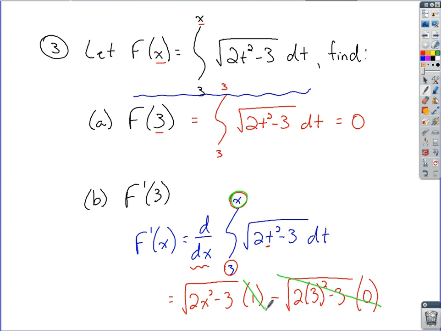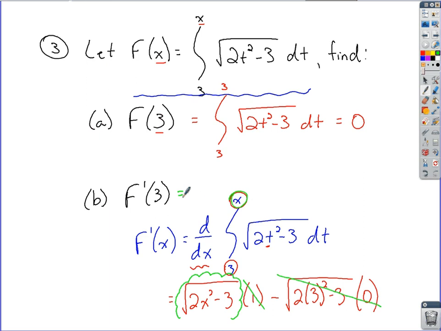In other words, you're taking the derivative of an antiderivative, you're going to get this function back. All we're doing is replacing the variable. So f prime of x is this guy. We need to find f prime of 3. So just take 3 and plug in.